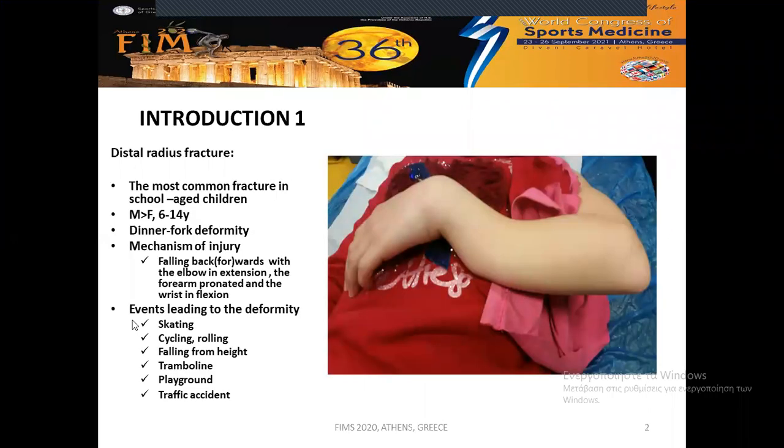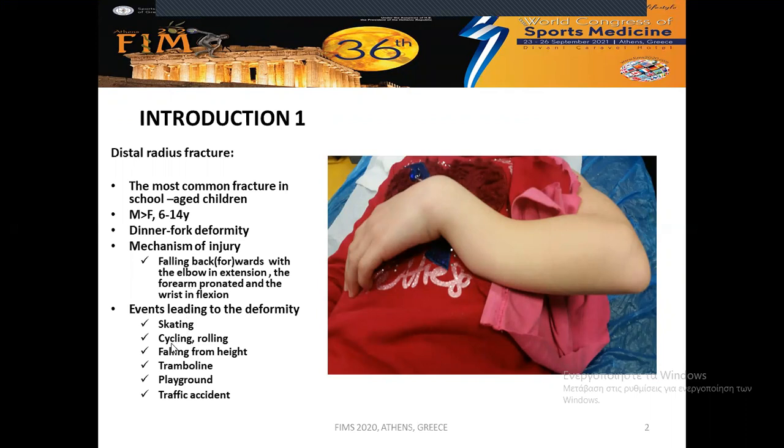Let me introduce you to the most common fracture in school-age children, the distal radius fracture. It affects males more than females, and the age range in school-age children is about 6 to 14 years. The most common clinical manifestation is a dinner fork deformity, and the most common mechanism of injury is falling backwards or forwards with the elbow in extension, the forearm pronated, and the wrist in flexion.